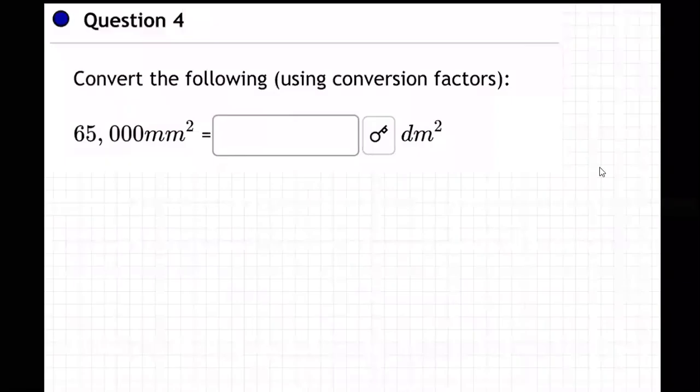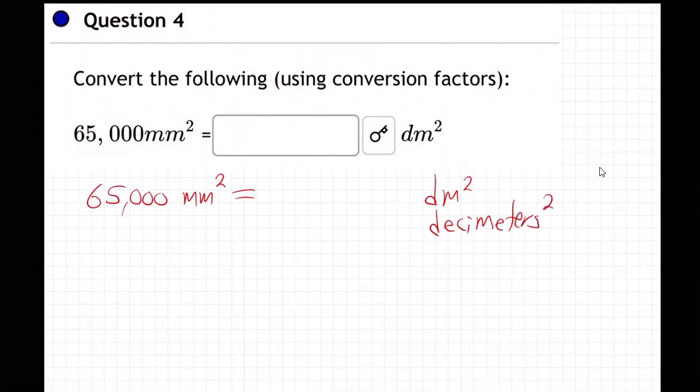Now for number 4, they're giving us 65,000 square millimeters, and they're wanting us to change it to square decimeters. These are, let me write it out, decimeters squared, and this is millimeters squared. Now, what's up with the 2 power thing? What's up with the square unit thing?